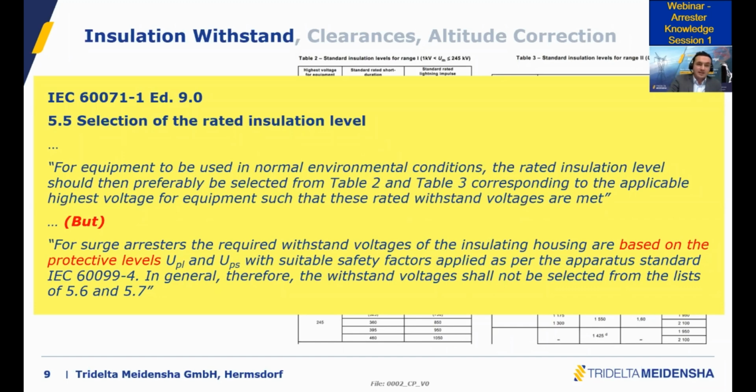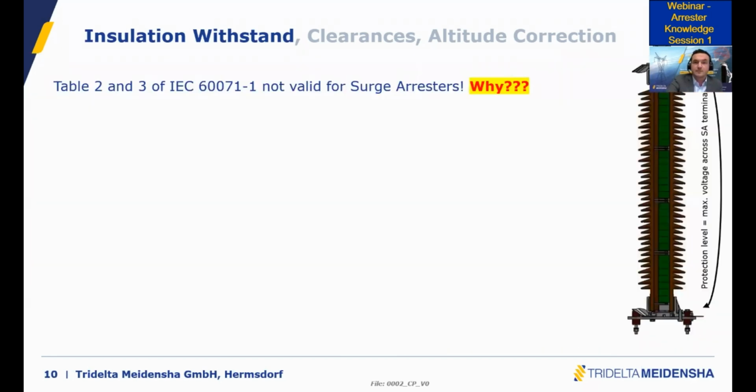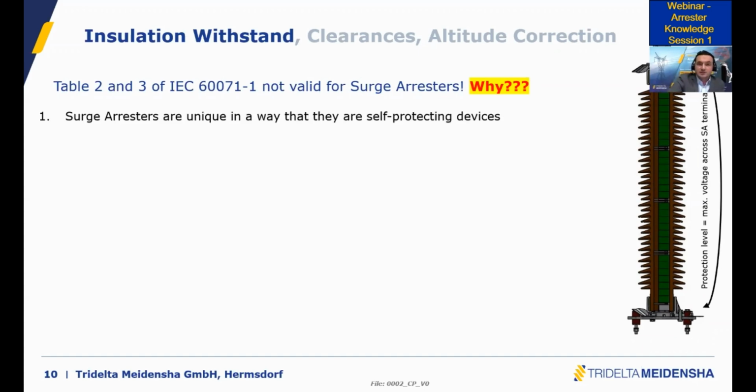In that case, the IEC standard for surge arresters, 60099-4. In general, therefore, the withstand voltages should not be selected from the list of 5.6 and 5.7. So why should we not select from the list? Why is this standard not applicable for surge arresters?